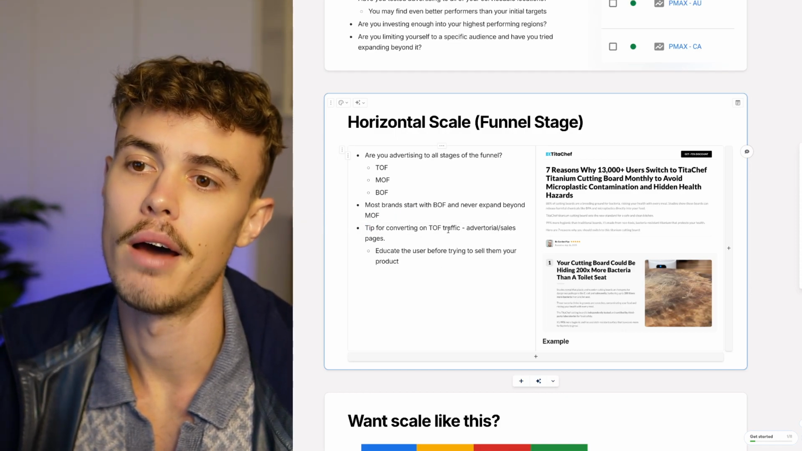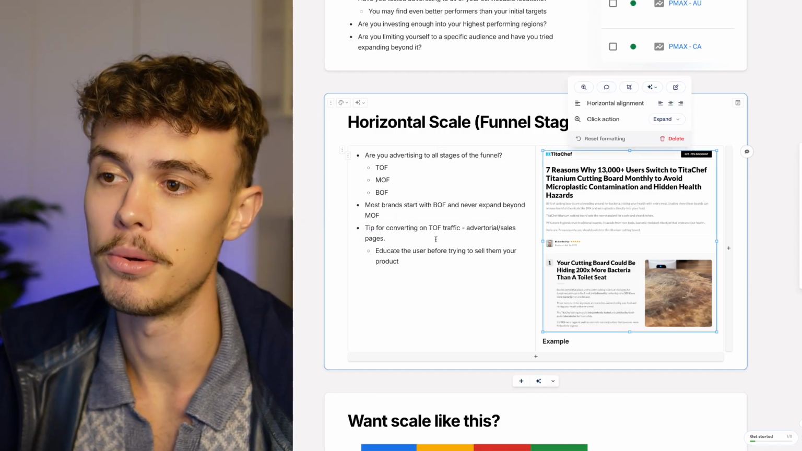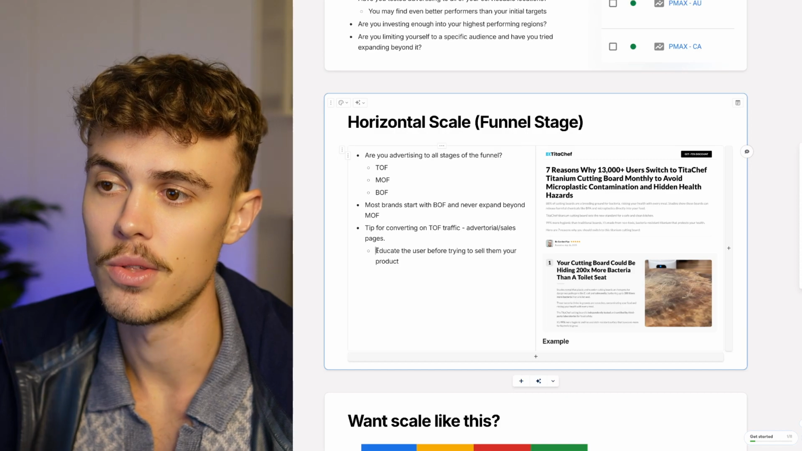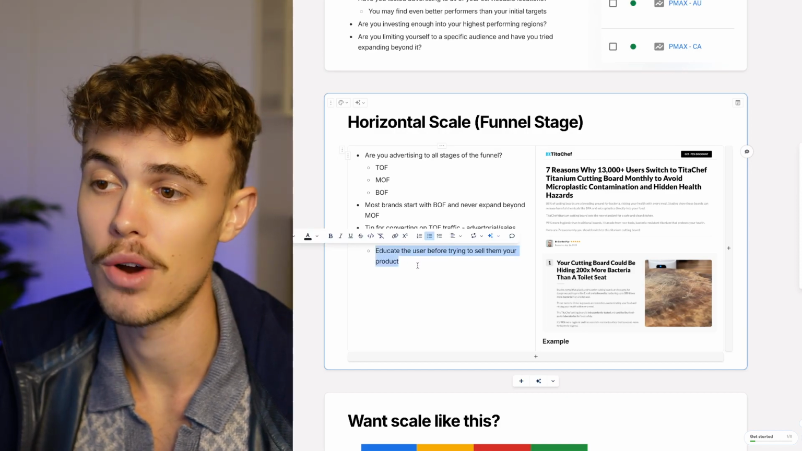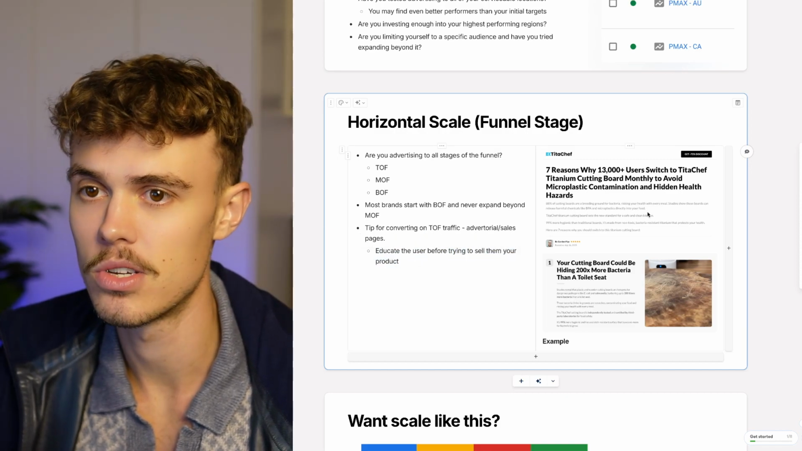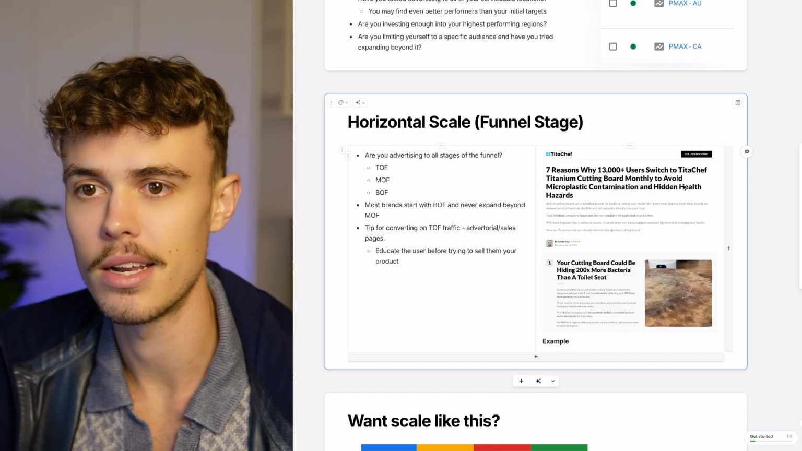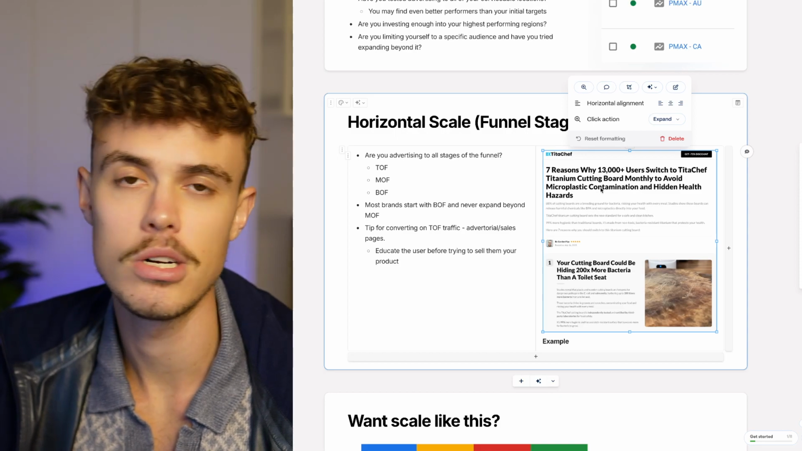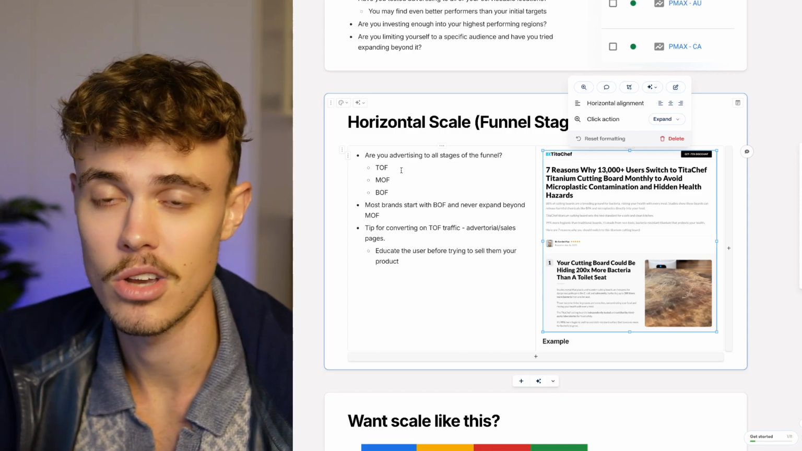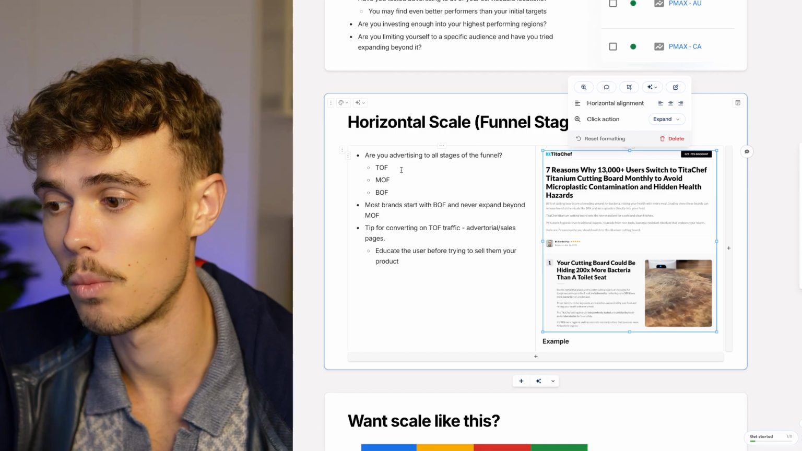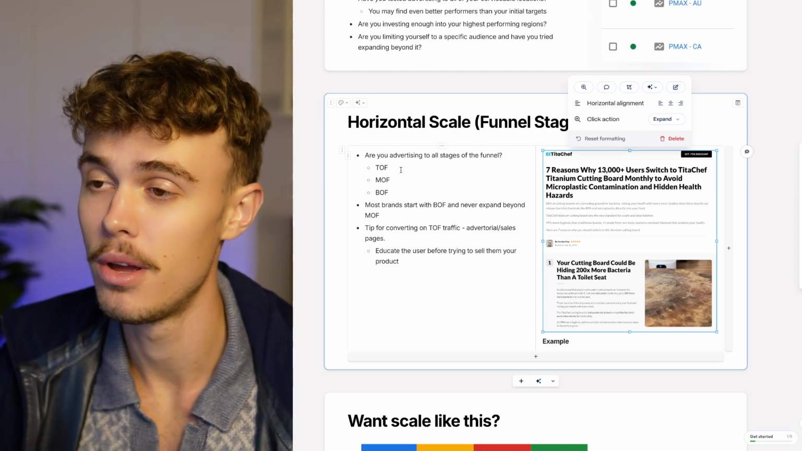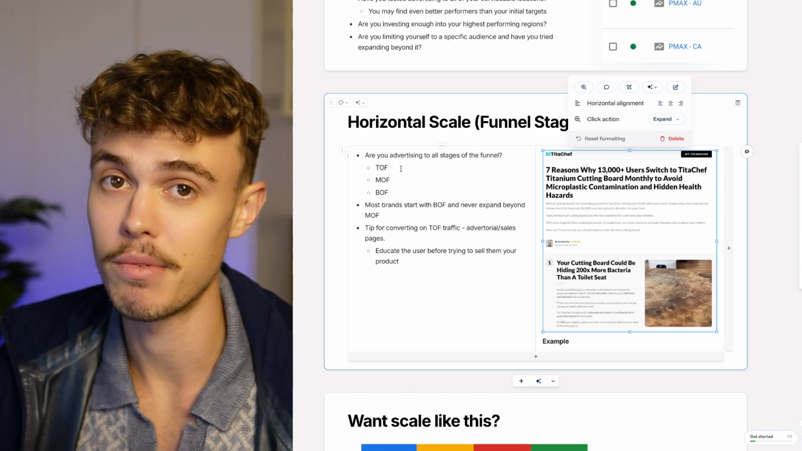So for example, here I've put up a little example on what works really well with top of funnel traffic: advertorial or sales style pages. So these are pages where you can educate the user before trying to sell them your product. So imagine someone here is searching for, so this is an example of someone selling a titanium cutting board here. Now imagine someone in the top of funnel segment is searching for, why are microplastics bad for me? That's just super top of funnel, no interest in a cutting board, hasn't even thought about it.